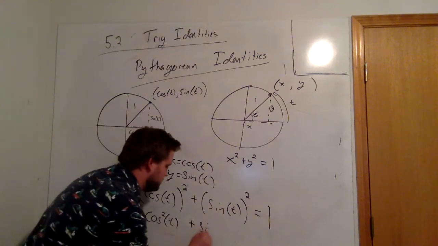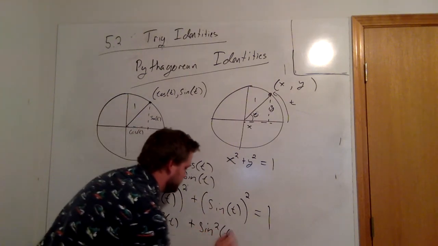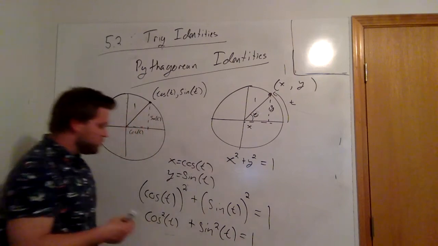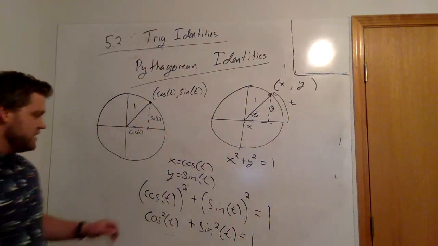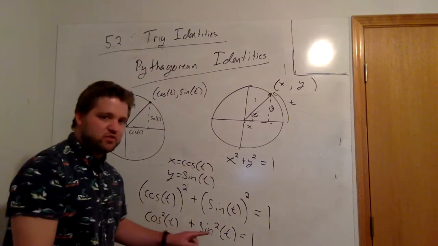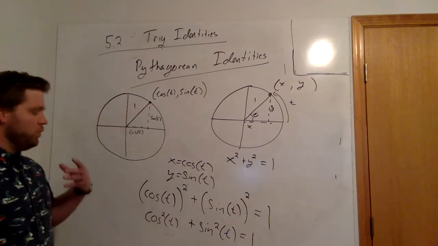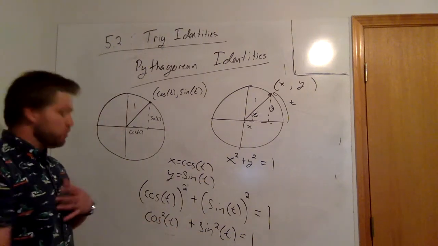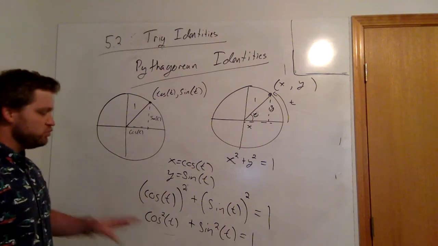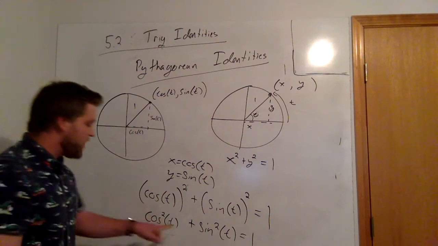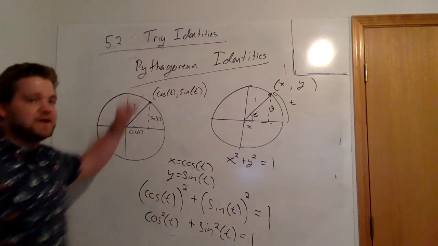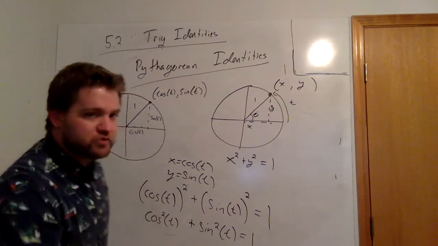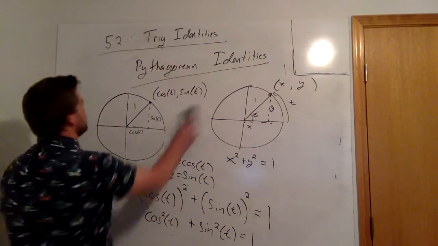Plus sine squared of t is equal to 1. And here's one of the most famous trig identities, the Pythagorean identity. It's true that cosine squared plus sine squared is 1. Now this is really one of the only trig identities that fully makes sense to me, because what this is just saying is the Pythagorean theorem on the unit circle, and that's how we get the name the Pythagorean identities. So let's write that up, and then we'll get the other two.